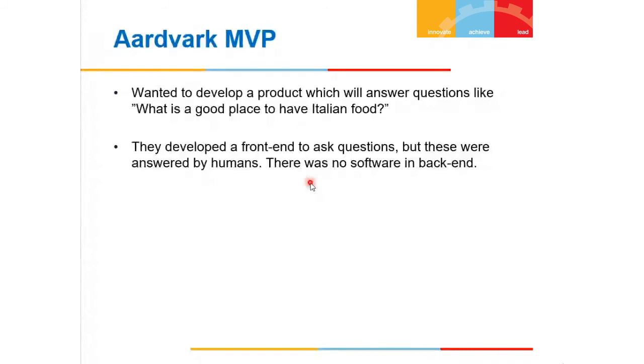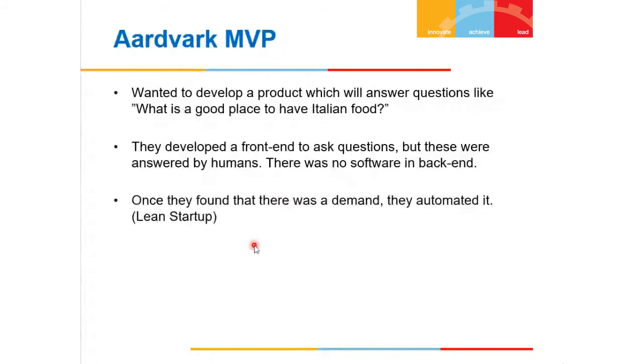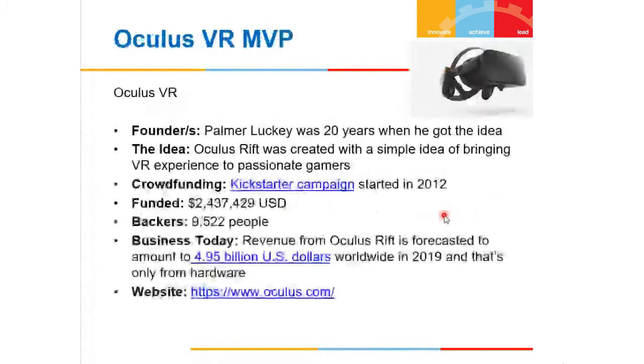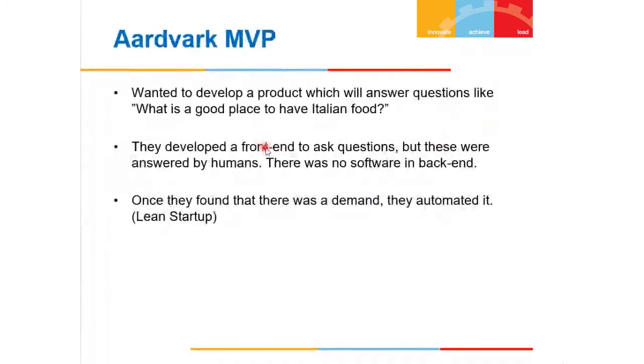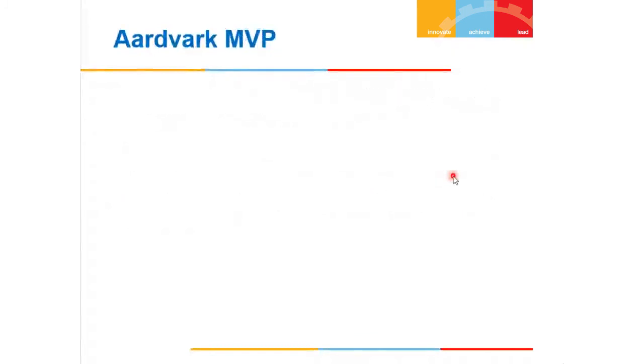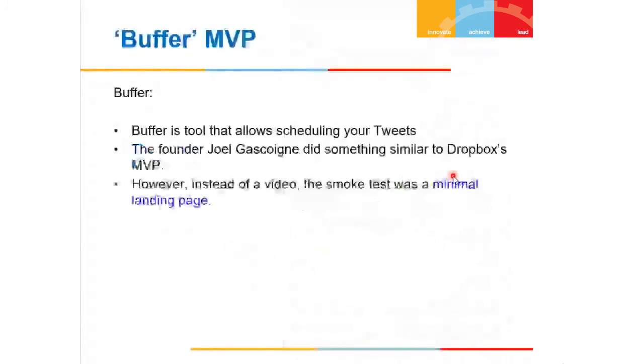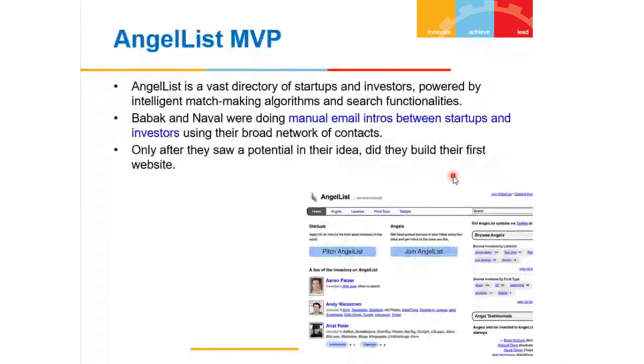So this was just to test the demand. Are people willing to use this particular app or not? Do they find value in it? And only when they found value, they automated it and built the backend system. So this is another way of testing your MVP. This was essentially done manually, and only the front end was created. So it is similar to the manual work done by the company AngelList. They did the work manually, and only later did they introduce the website.